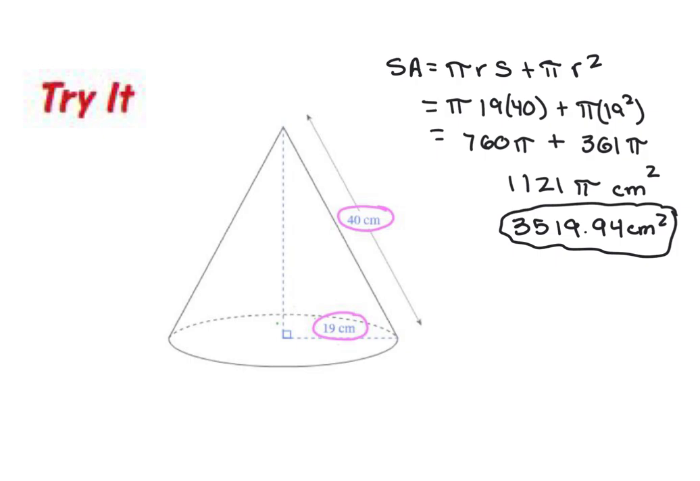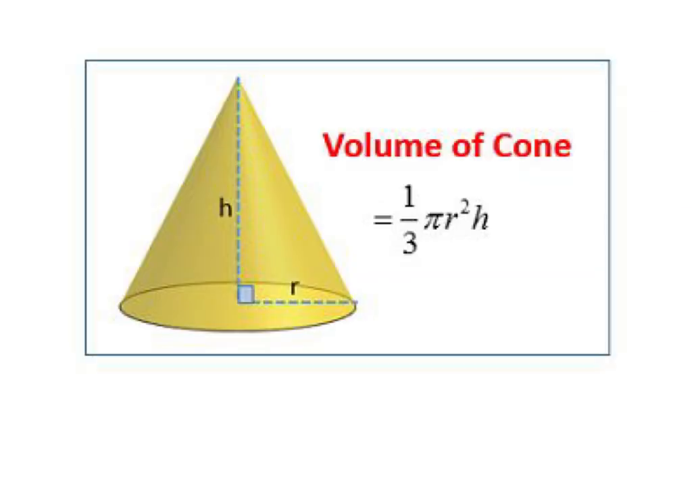Now we're going to move into volume of cones, which should be a little easier. So just like our other shapes, to find volume, we simply take the area of the base times height. But as a cone, we're going to divide by 3. As I showed you in class in the demonstration, if you take a cone and fill it with water with the same radius and height as a cylinder, you can fit 3 cones worth of water into a cylinder.